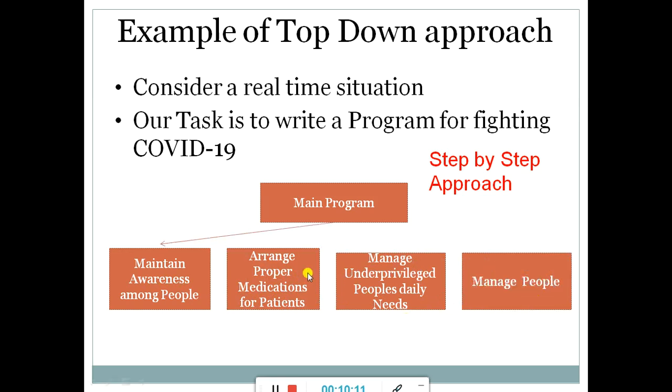So from the main program we are going to call these sub functions, which themselves have certain things to do in them. Maintaining awareness among people may have many steps which they have to do. So we have divided our task into small functions. In procedure oriented programming, the main task is divided into sub functions.